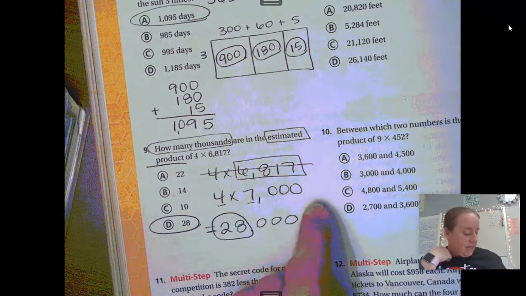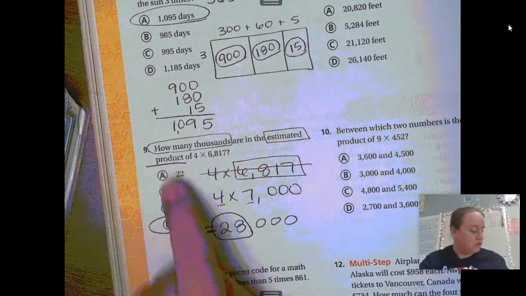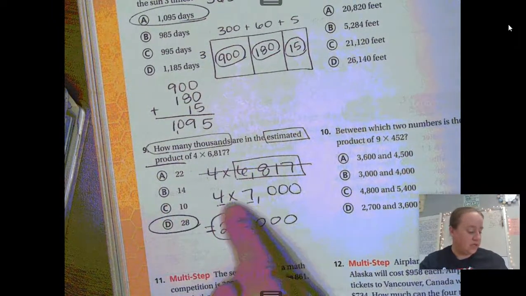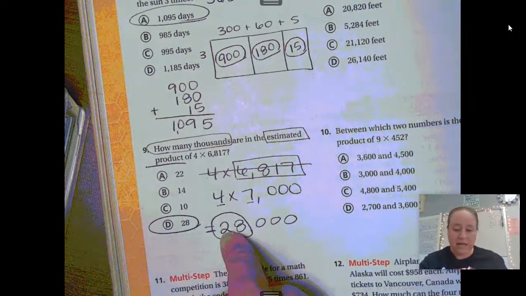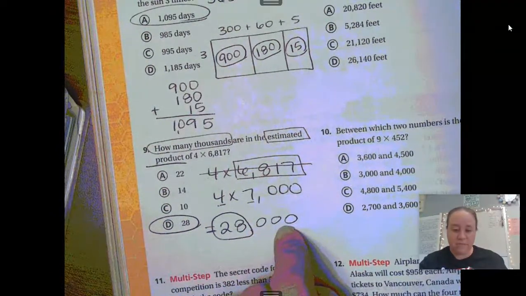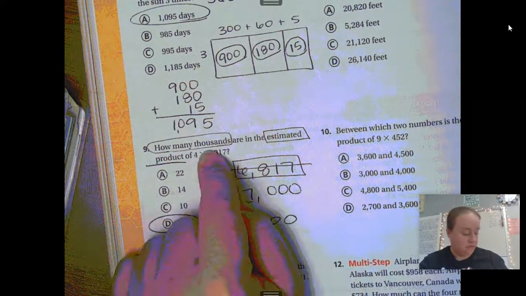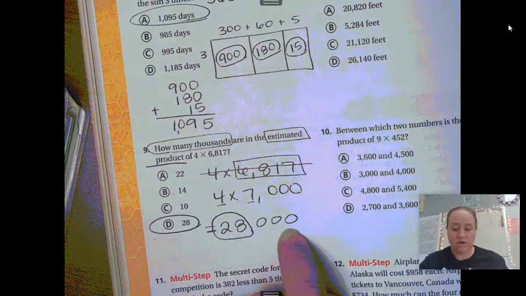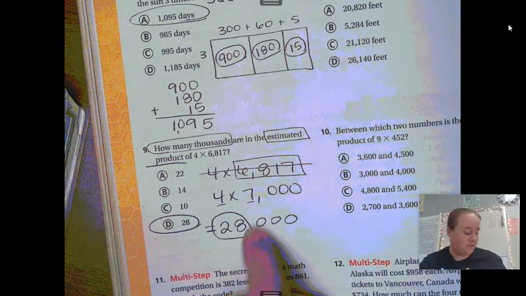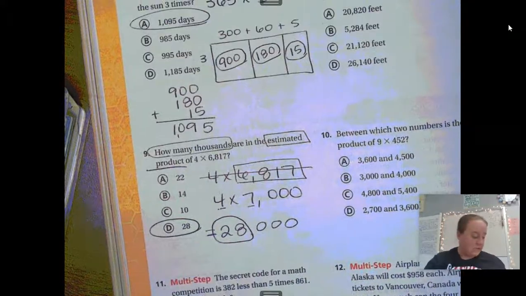Then it wants the product, which is the answer to the multiplication problem. So we went ahead and multiplied 4 times 7. We get 28. And then we've got 3 zeros, so we need 3 zeros here. Then it says, go back to the question, how many thousands? Well, in here, this is the thousands family. There are 28 of them. So we got D for our answer there.